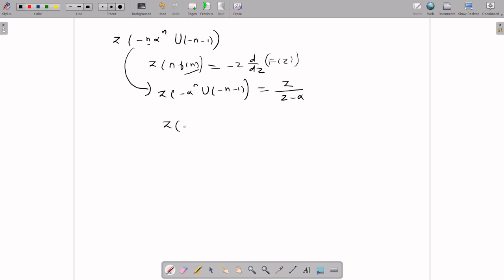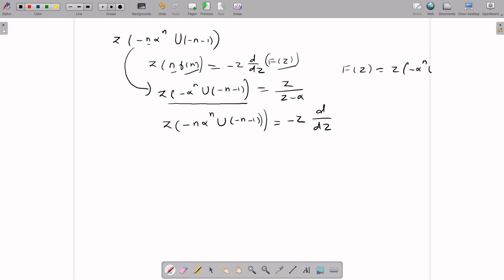So the z transform of minus n into alpha power n u of minus n minus 1 is equal to, whenever n is multiplied by the function, you have to apply this property: minus z d by dz of F of z. What is F of z here? This is your F of z, the z transform of minus alpha power n u of minus n minus 1. But we know this value. We just now found it: z by z minus alpha.